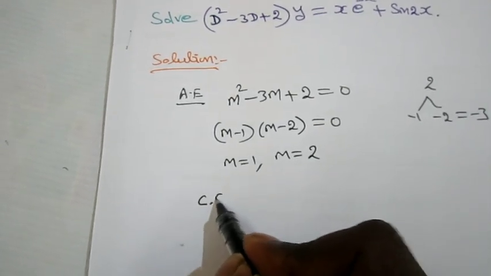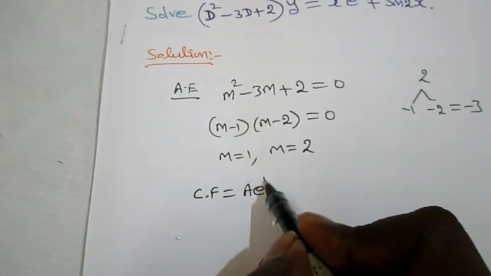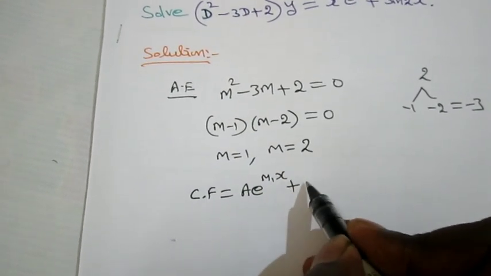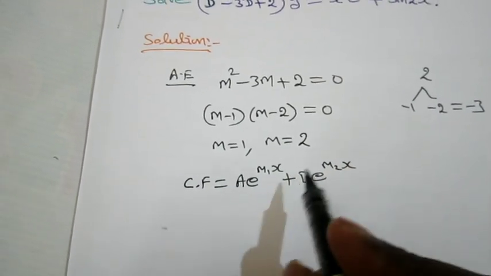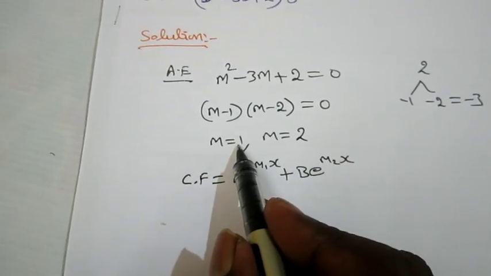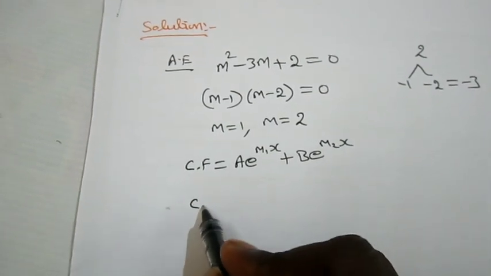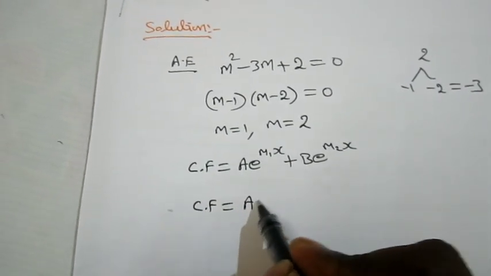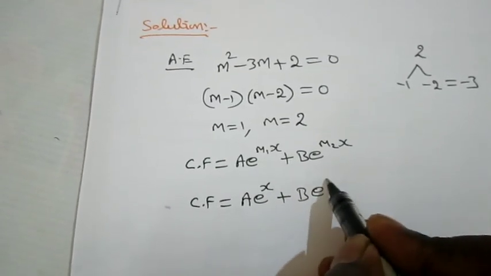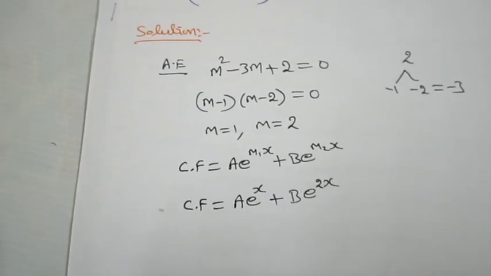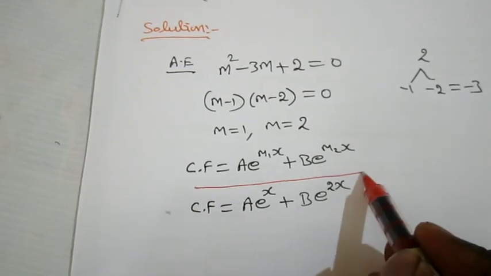Therefore the complementary function is A e power m1 x plus B e power m2 x. You can treat either one as m1 and m2, so I am going to take this as m1 and this as m2. So the complementary function is A e power 1 into x plus B e power 2x. So this is the complementary function.